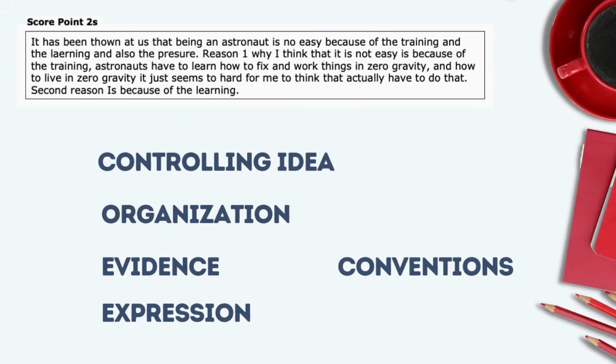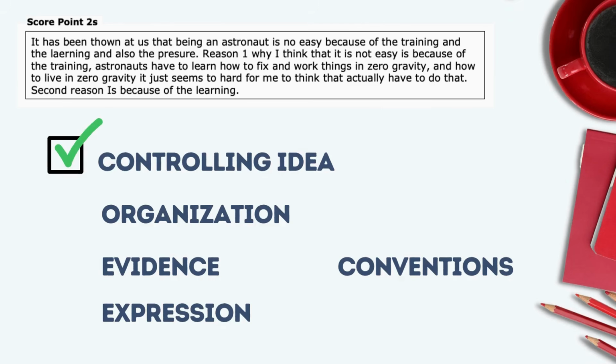All right, here's another 2. It has been thrown at us that being an astronaut is no easy because of the training and the learning and also the pressure. Reason 1, I think that it is not easy is because of the training. Astronauts have to learn to fix and work things in 0 gravity and how to live in 0 gravity. It just seems too hard for me to think that actually have to do that. Second reason is because of the learning.